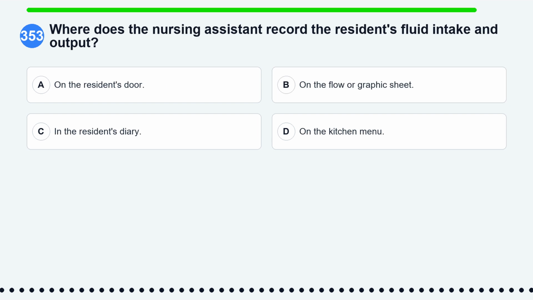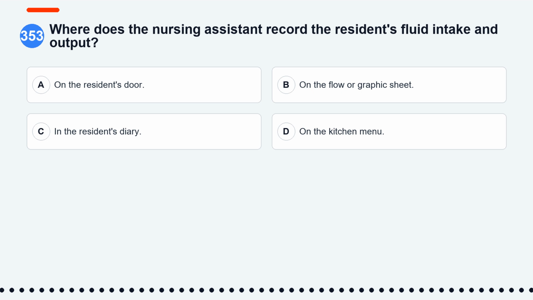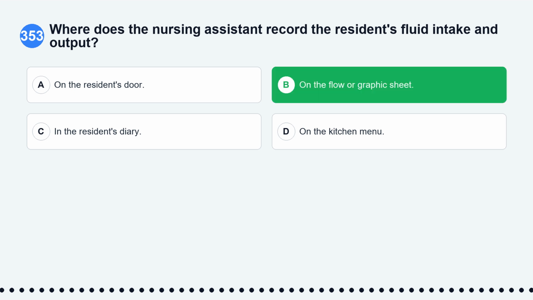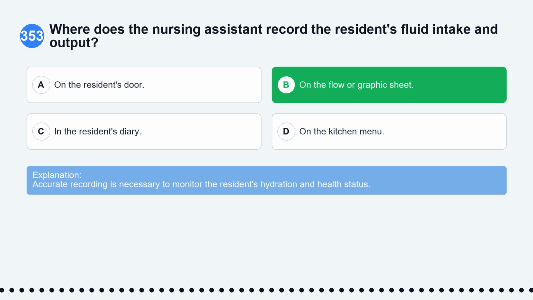Question 353. Where does the nursing assistant record the resident's fluid intake and output? Option A, on the resident's door. Option B, on the flow or graphic sheet. Option C, in the resident's diary. Option D, on the kitchen menu. The correct answer is option B, on the flow or graphic sheet. Accurate recording is necessary to monitor the resident's hydration and health status.